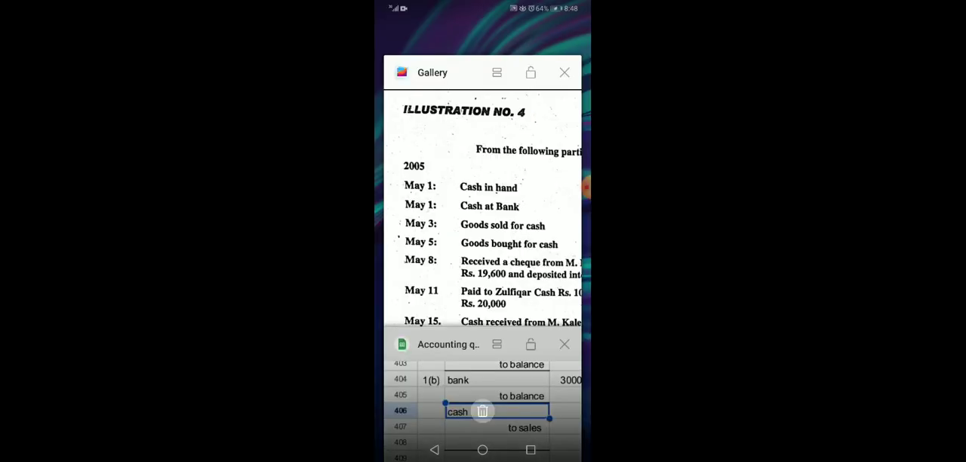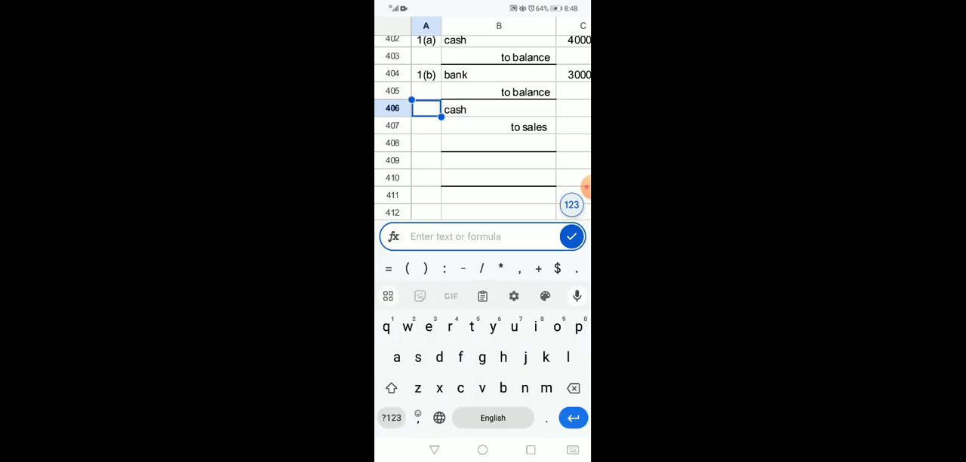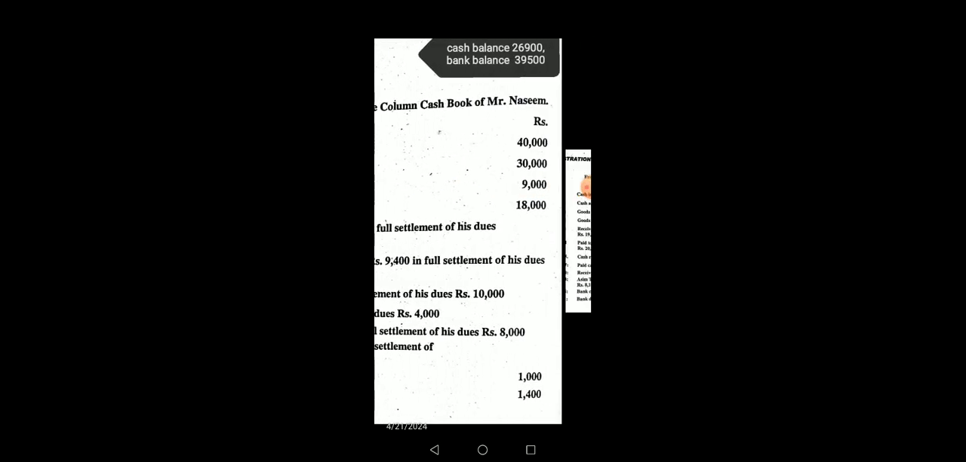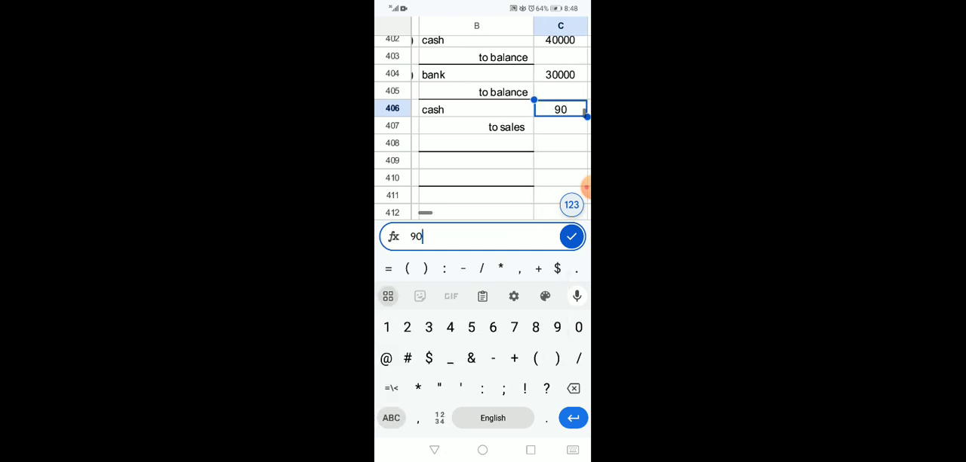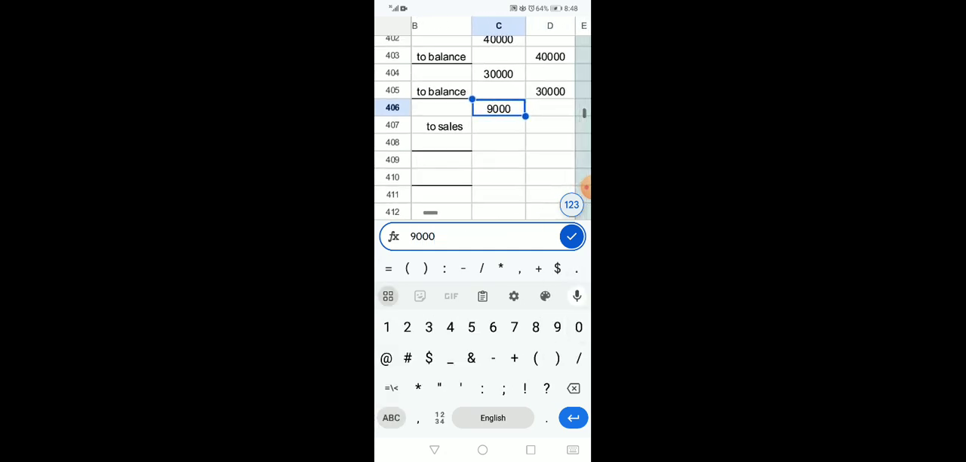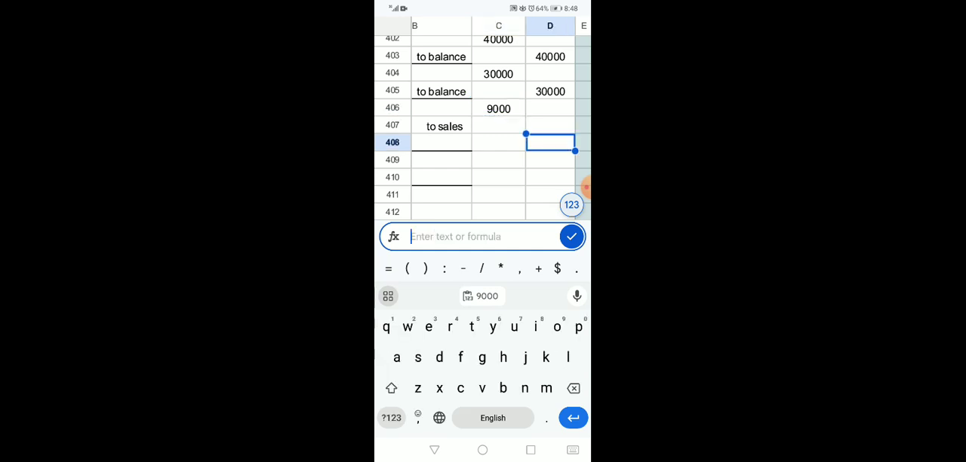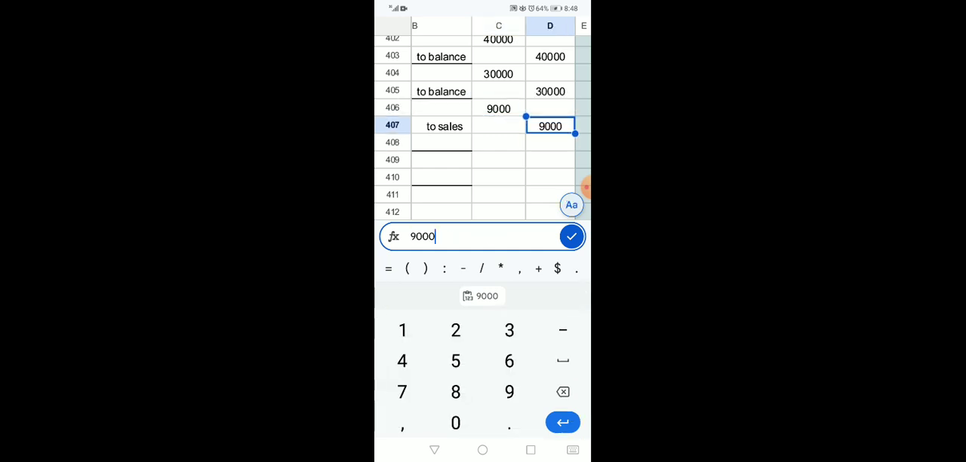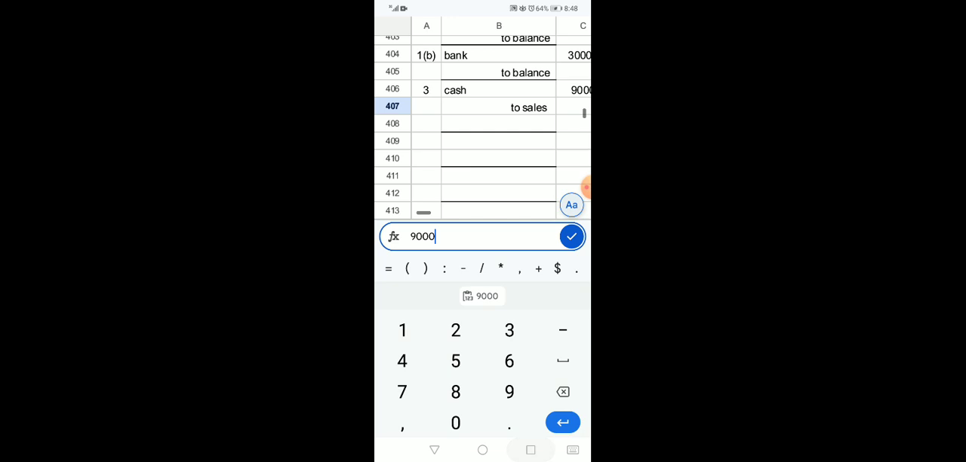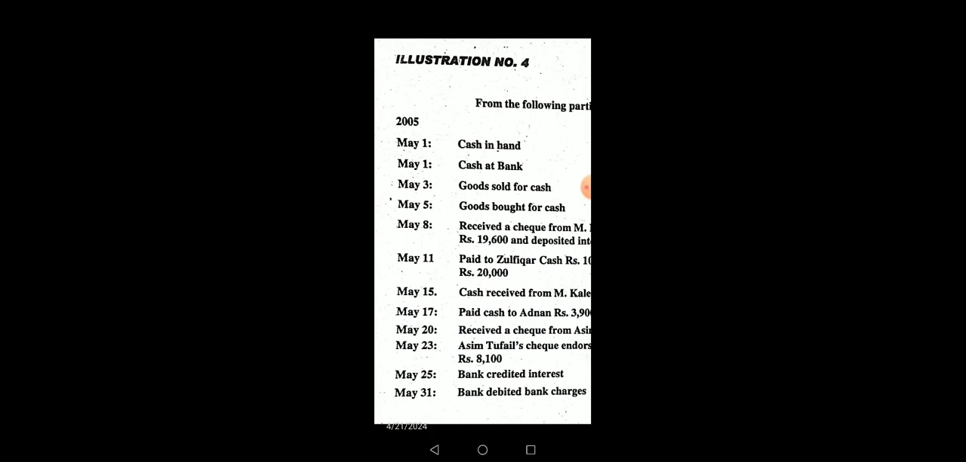Increase in asset should be debited, so you will debit cash on debit side. What was its date? It was May 3, so you will mention date over here. And secondly, May 3's amount, let's check it out. Third amount, and that is 9,000, so you will write 9,000 on debit side, and same amount you will be posting on your credit side. This way entry number 3 is completed. Let's see what is coming up for us, and that is May 5, goods bought for cash.